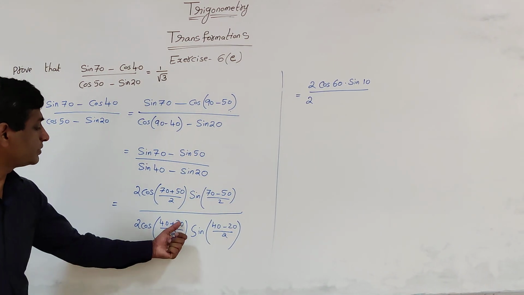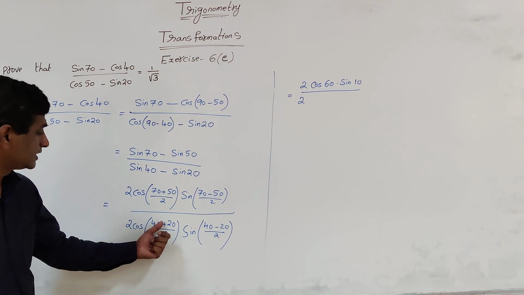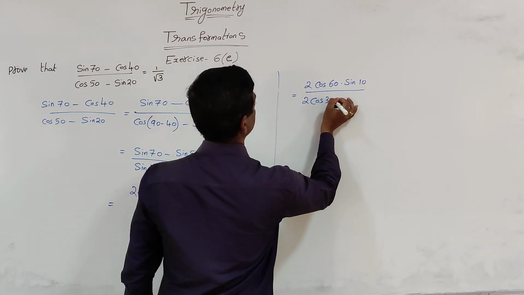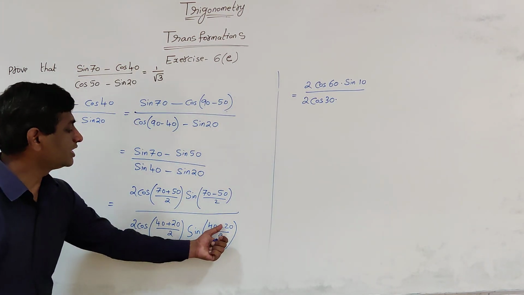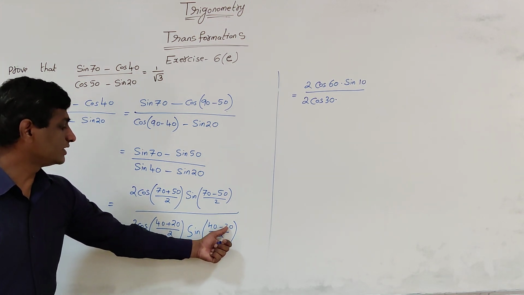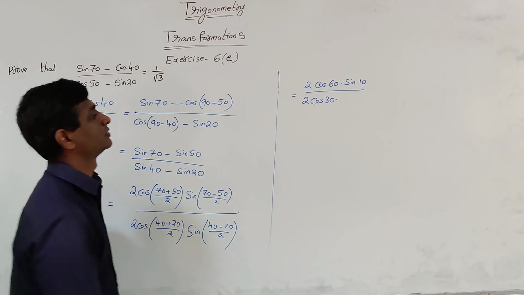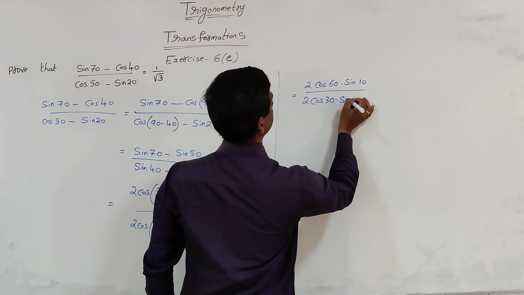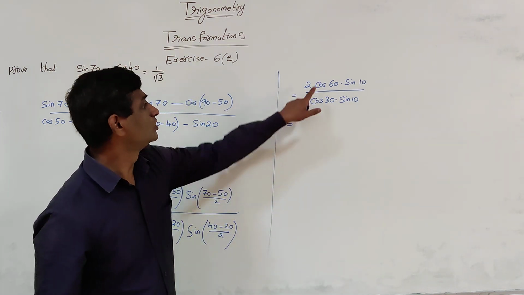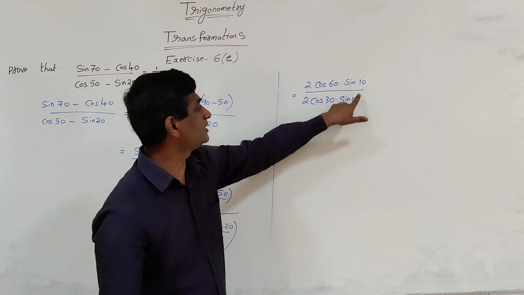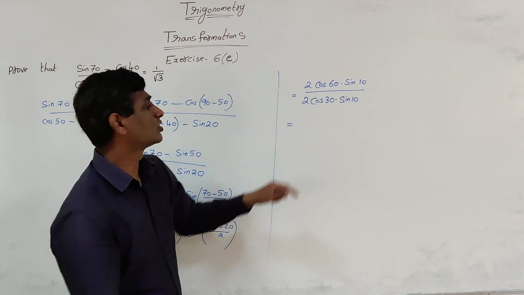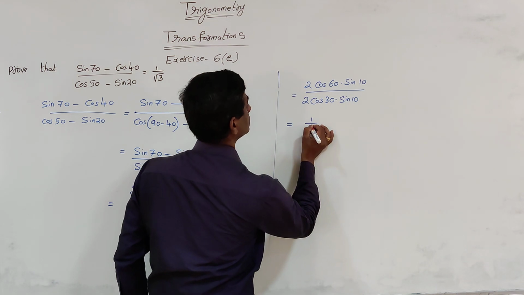Cos of (40 plus 20) by 2 is 60 by 2, meaning cos 30, into sin of (40 minus 20) by 2, 40 minus 20 is 20, 20 by 2 is 10, sin 10. So if there are any cancellations, we can cancel them. 2 and 2 get cancelled, sin 10 gets cancelled. And what will be cos 60? Cos 60 is 1 by 2.